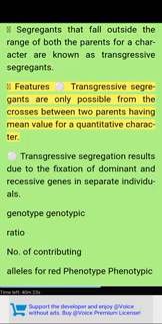Features: transgressive segregants are only possible from the crosses between two parents having mean value for a quantitative character. Transgressive segregation results due to the fixation of dominant and recessive genes in separate individuals. Genotype, genotypic.